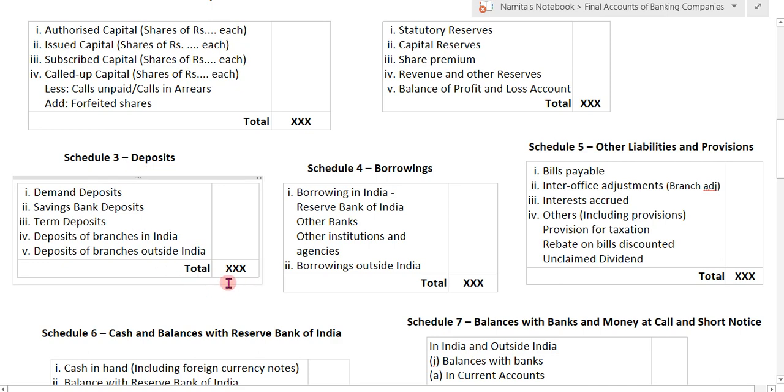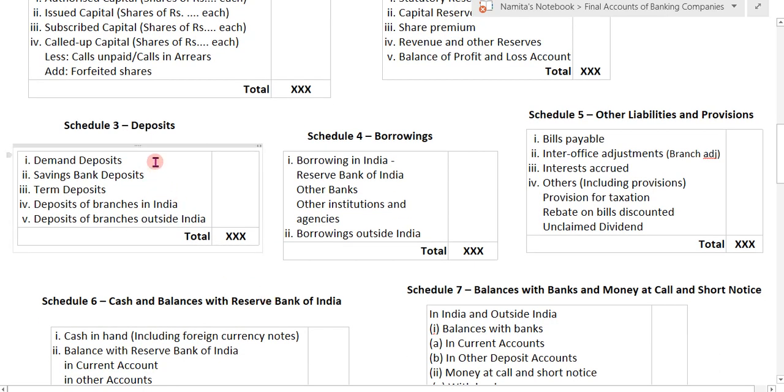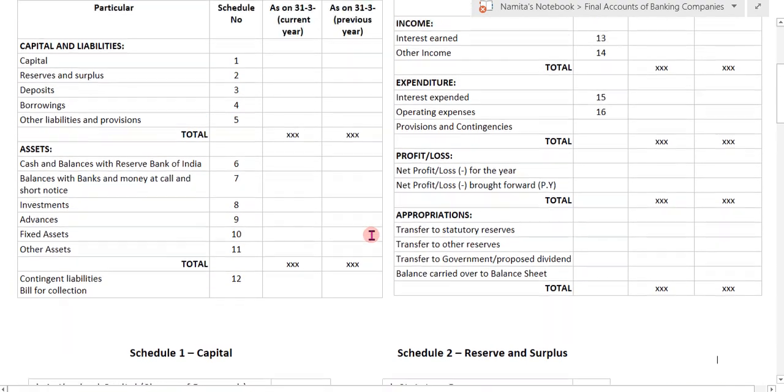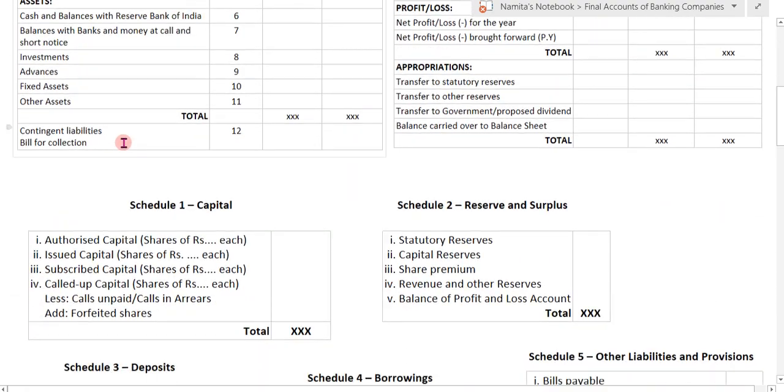And last, the total. After schedule number 3, next schedule is schedule number 4, borrowings. Now borrowings, bank borrows money from other institutions like Reserve Bank of India or other banks or institutions. So it is to be noted down in schedule number 4. And last is schedule number 5, other liabilities and provision. So total 5 schedules belong to liability side.